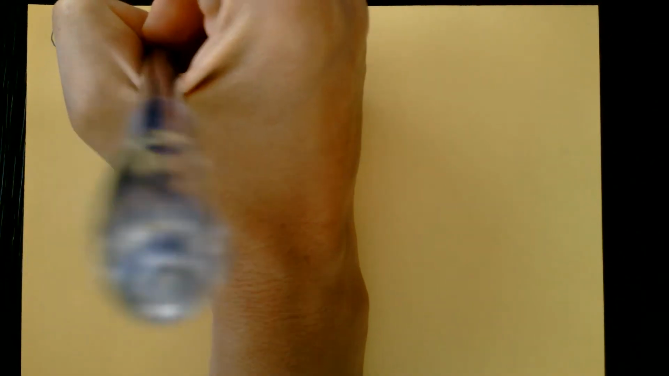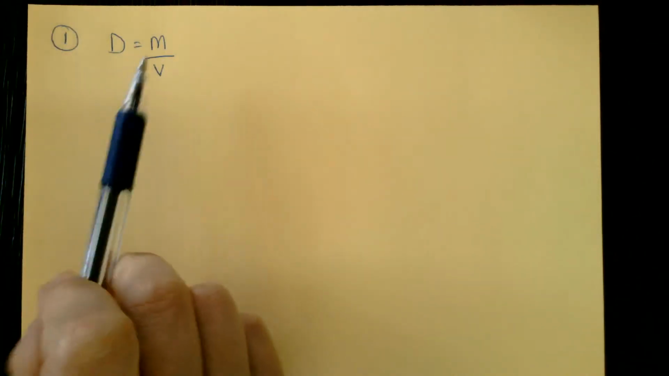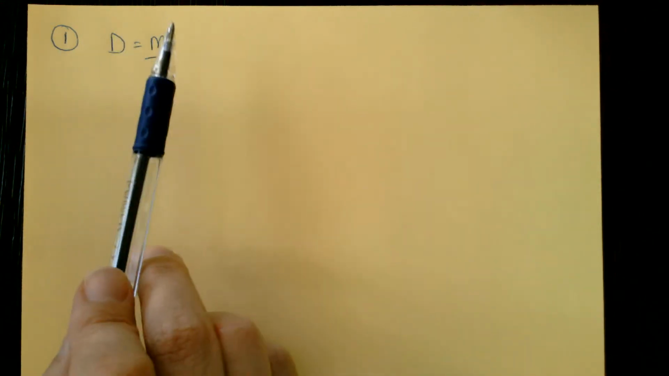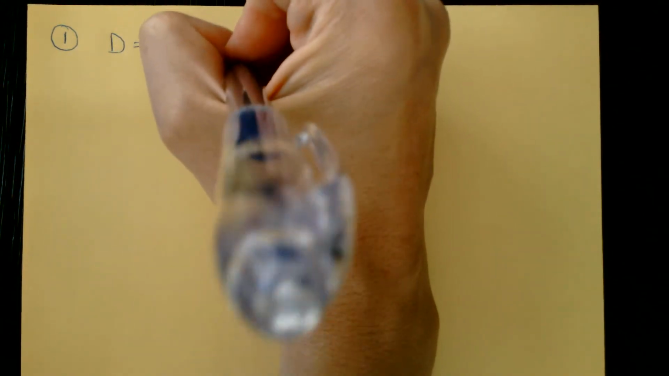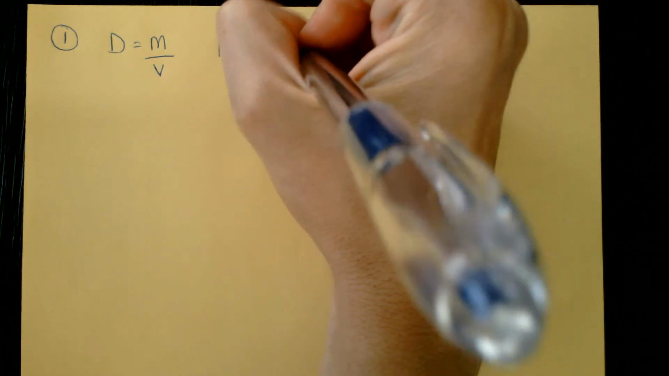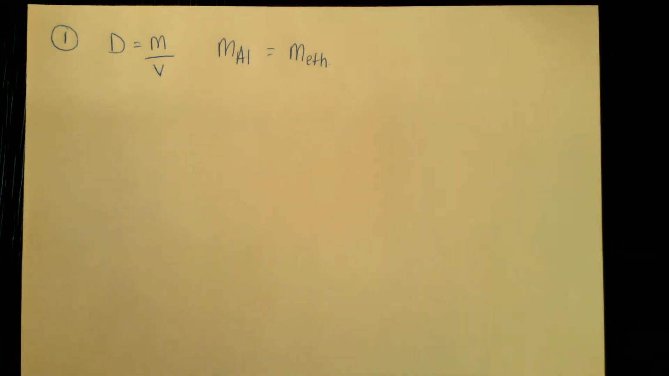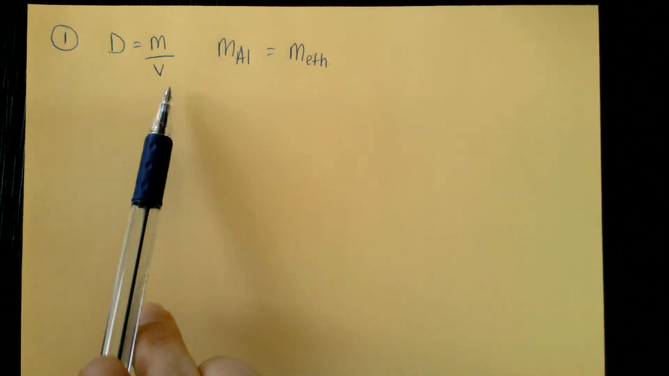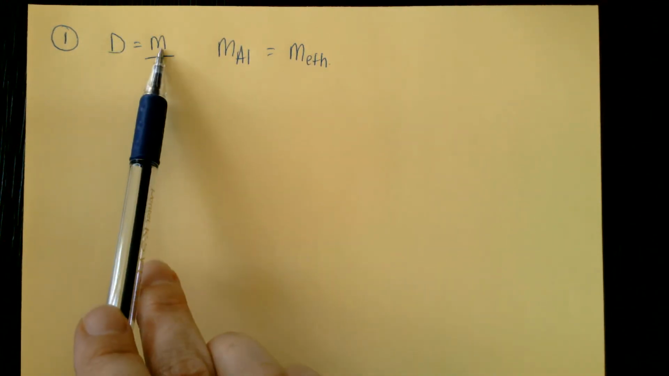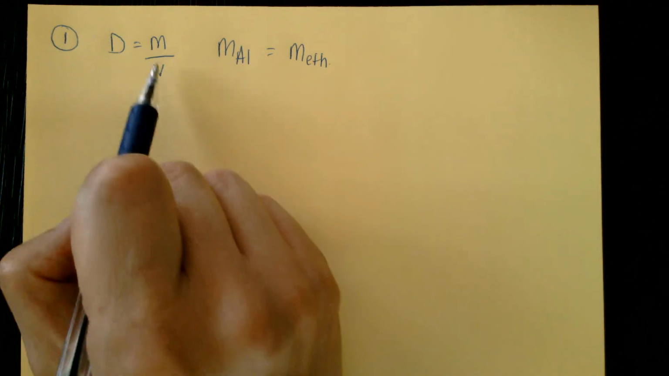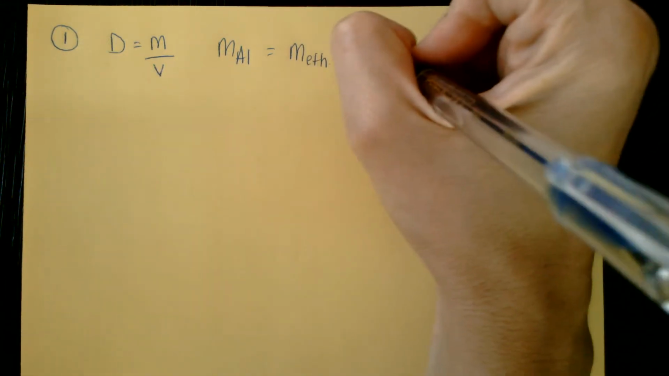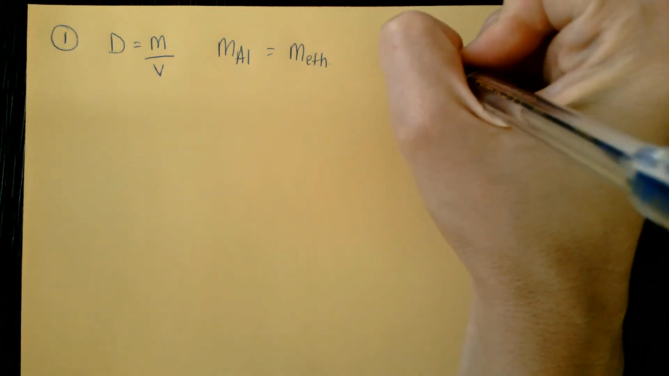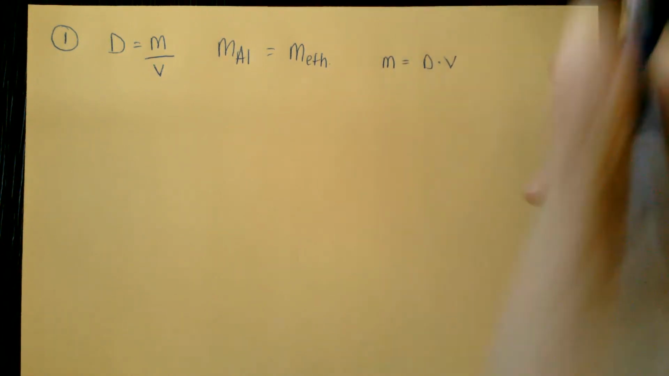It gave us the density of the two in our problem, and it's asking us to relate mass and volume. So density is mass over volume, and in the problem it said that the mass of aluminum is equal to the mass of ethanol. So the masses of the two are the same. So I'm going to rearrange this expression for density and solve for M. If I multiply volume over, I get that M equals D times V.